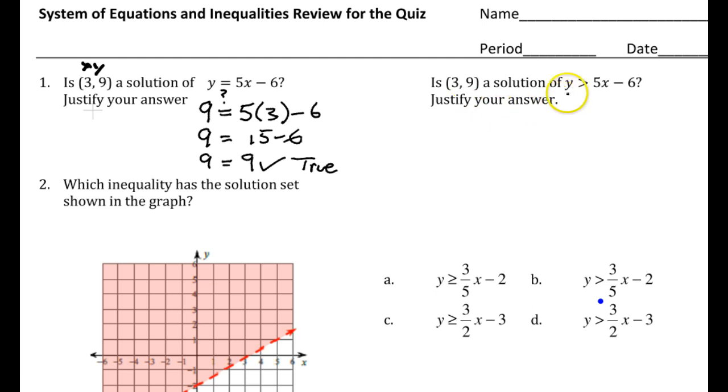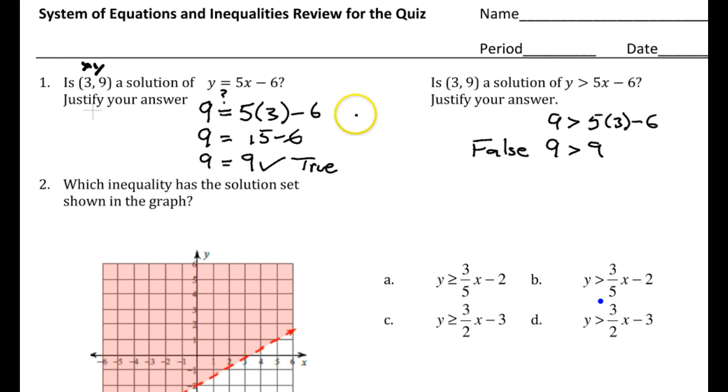Here we have the same idea, but it's 9 greater than 5 times 3 minus 6. Now, is this true or false? It's false. 9 is not bigger than 9. So this is not a solution.